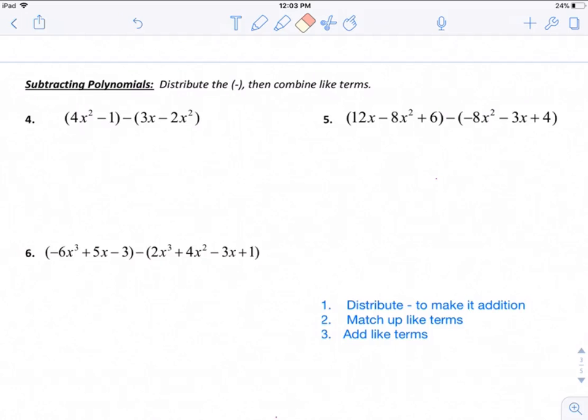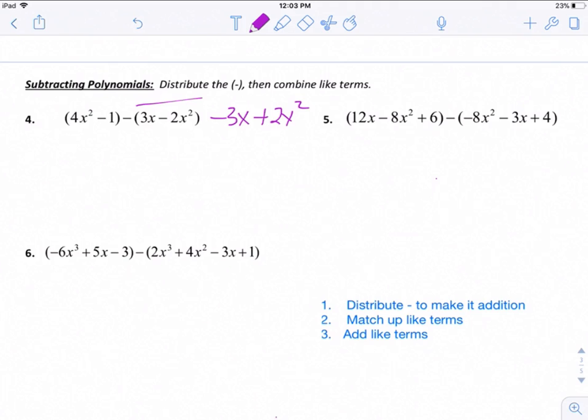Okay, we're going to do 9.2, the second part, which is subtraction. It gets to be a little bit more difficult because we actually want to change it to addition, which makes it simpler. So if we distribute this subtraction sign to the second parentheses, or the binomial, then it'll make it addition. So we're just really going to change the signs. So what we do is, instead of this one, it's going to be negative 3x and plus 2x squared.